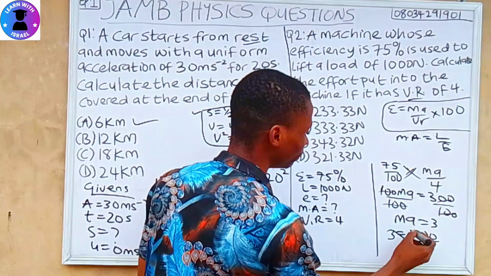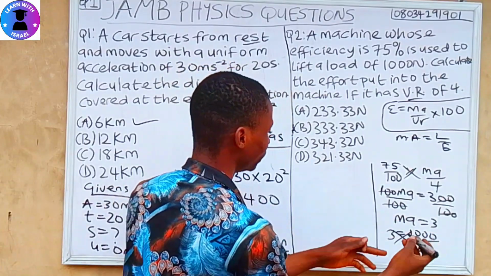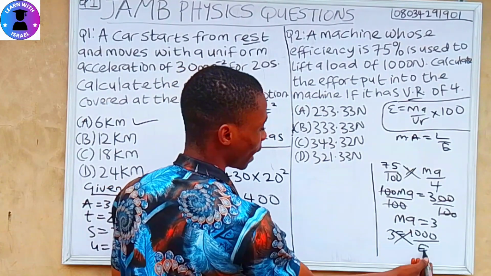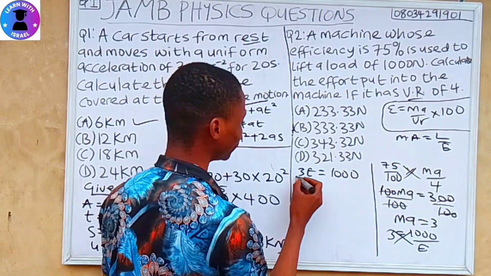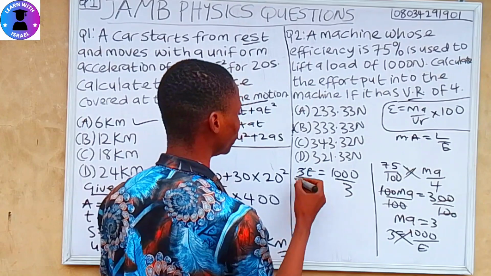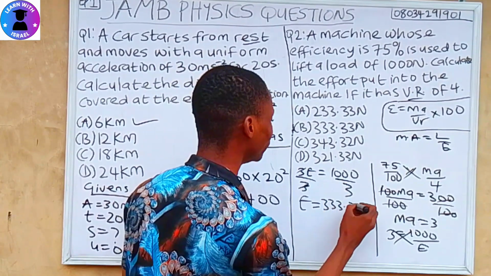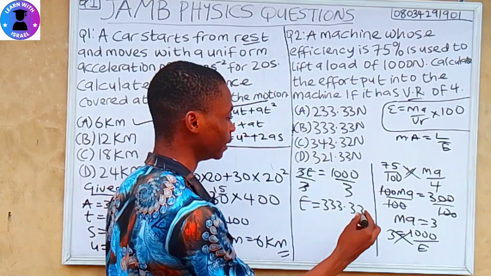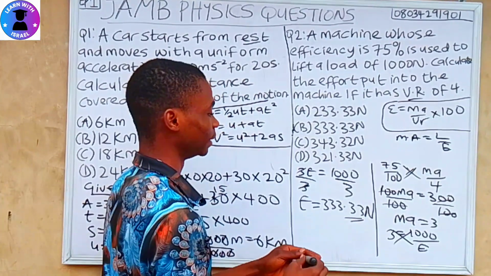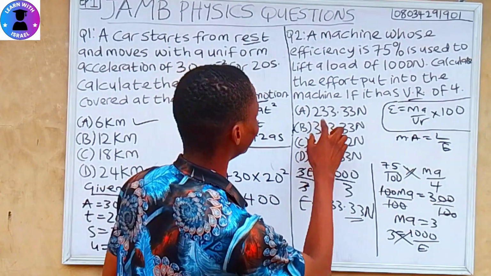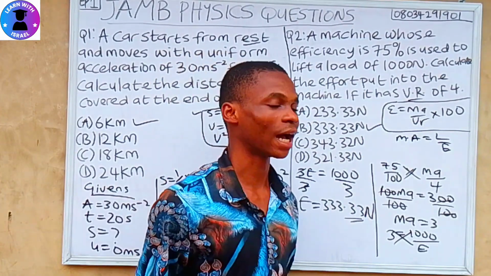What do we do? Let's cross multiply. 3 multiplied by our effort equals 1000. So let's divide both sides by 3. 3 cancels 3, so our effort equals 1000 divided by 3, which is 333.33 Newton. So that's the correct answer, and if you check our options, it's option B. 333.33 Newton is the correct answer.